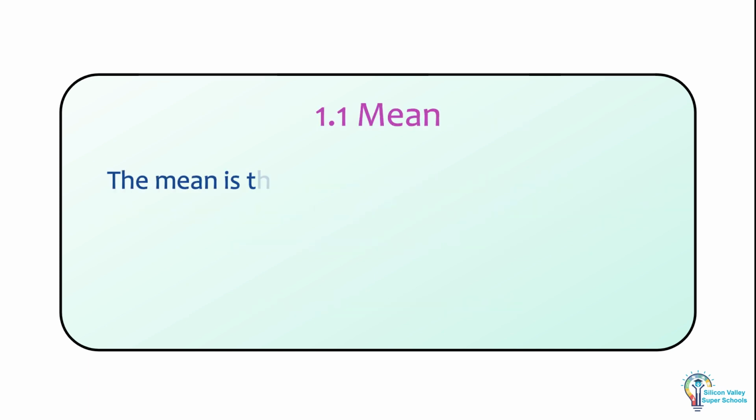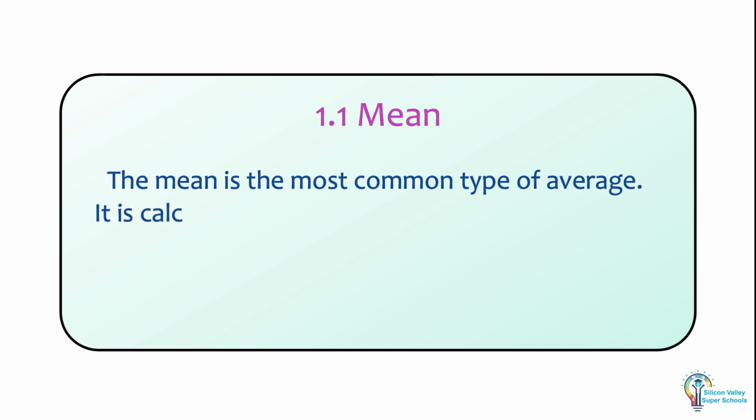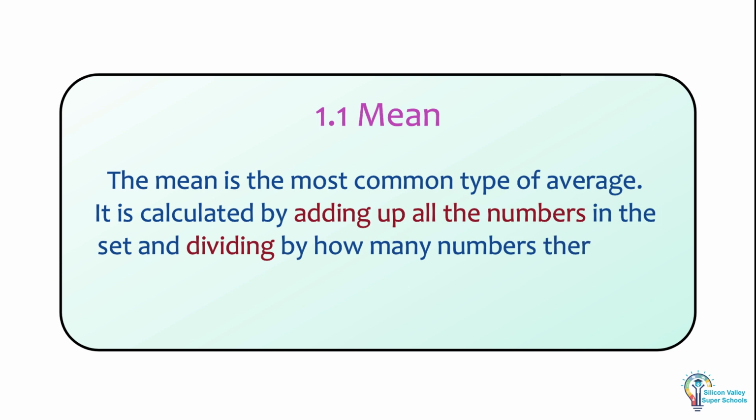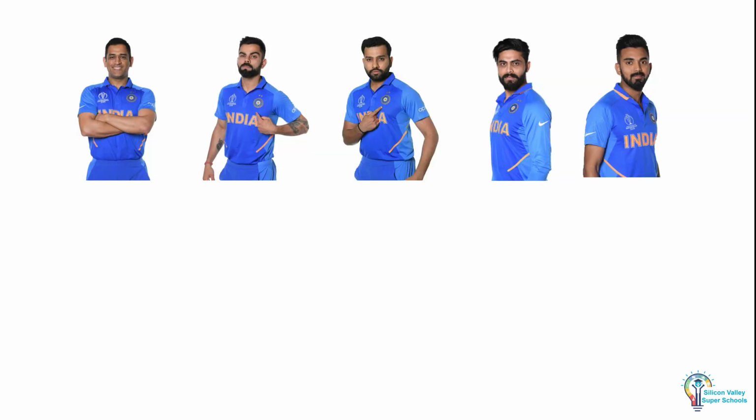The mean is the most common type of average. It is calculated by adding up all the numbers in the set and dividing by how many numbers there are. For example, suppose we have the scores of 5 batsmen in a cricket match: 25, 35, 45, 55, and 65 runs. To find the mean score, we add them up and divide by 5.